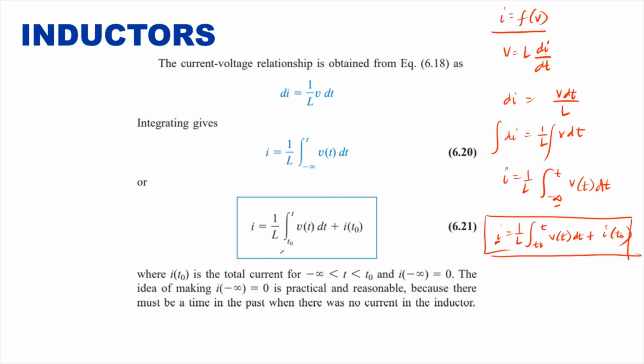Ayan. So, kamukha rin siya. Where I of t sub 0 is the total current, ito yung past or history ng value ng inductor natin, current value of the inductor from time negative infinity to time 0. And we assume that I of negative infinity is equal to 0. The idea of making I of negative infinity equal to 0 is because there must be a time in the past where there is no current in the inductor. So, kaya ganyan siya.